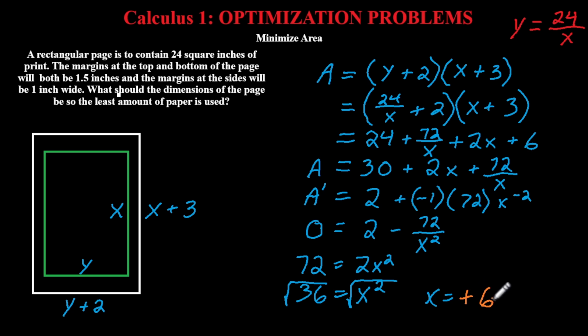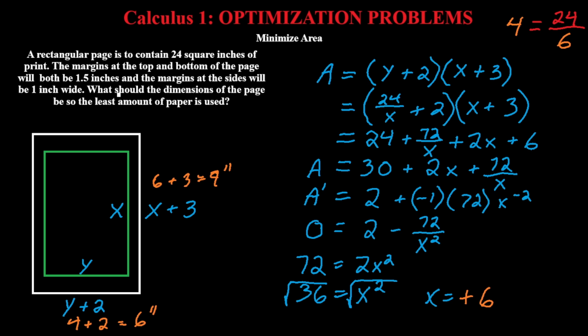Taking that our x value equals 6, I'll go back to this equation up here and I'll substitute instead of x here, I'll put the 6, which gives us a y value of 4. So now I can take these two values over to the page over here. Since x is 6, this side of the page has to be 6 plus 3, or 9 inches. And this side of the page must be 4 plus 2, or 6 inches.